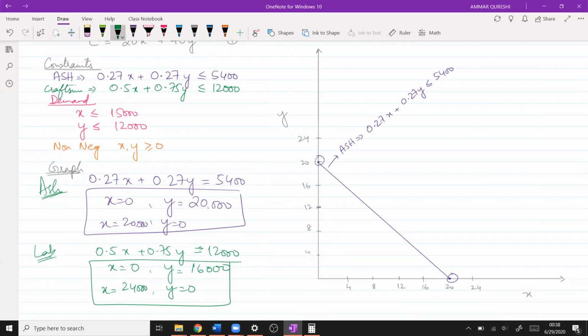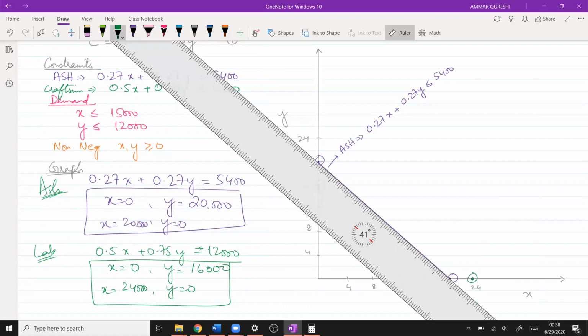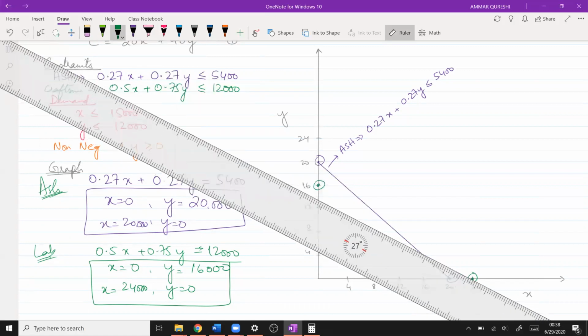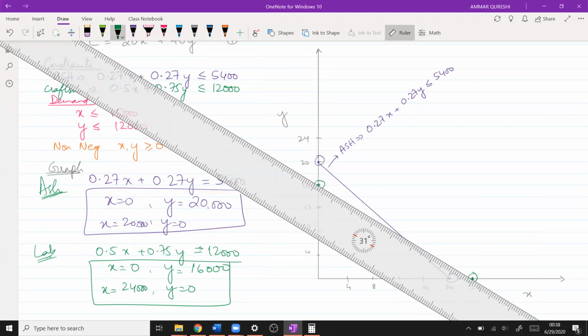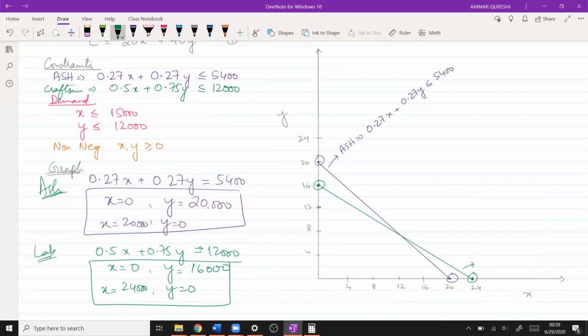Next one is labor: when x is 0, y is 16,000, and when y is 0, x is 24,000, right? So this is labor, 0.5 of x plus 0.75 of y should be less than or equal to 12,000, right?